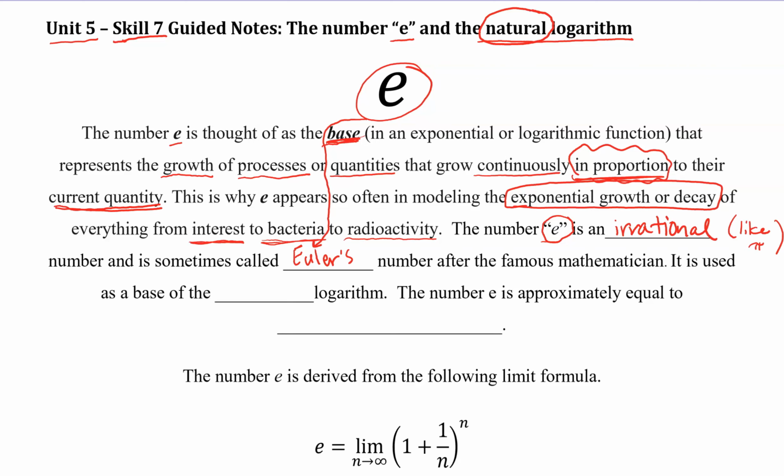All right, so it's an irrational number. Sometimes it's called Euler's number after the famous mathematician. It is used as a base of the natural logarithm. Sometimes you see this on your calculator or in different textbooks. The ln of x function is the natural log. That's a log of base e. Now, here's the decimal. It's approximately equal to 2.7182.128... It's a decimal that doesn't repeat and doesn't terminate, so it continues.